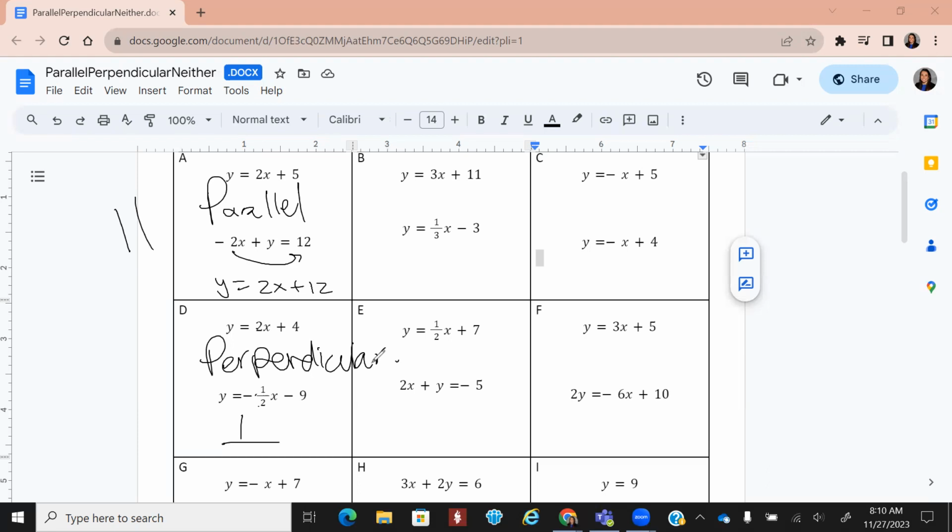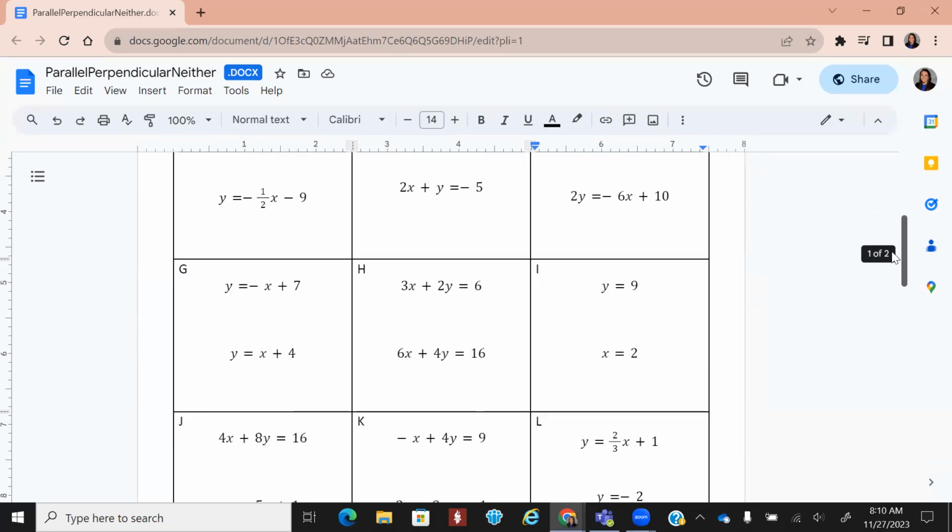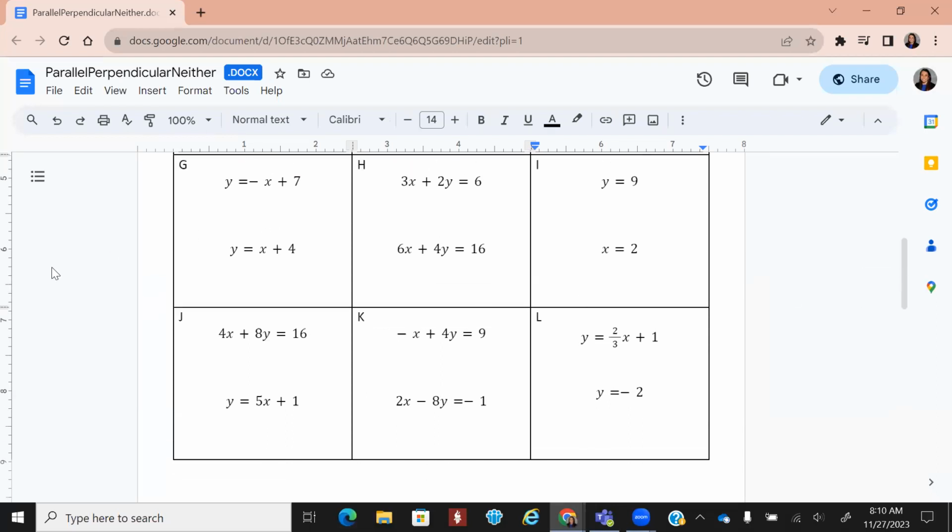Questions on those two? Okay. Let's go down. So the first one was parallel, the second one was perpendicular. On the next one, this one's a little tricky, but they are negative reciprocals of each other. So this is going to be perpendicular. If you're ever unsure, perpendicular creates a 90-degree angle. It'll look like an X on your paper. So if you wanted to graph them, you could, so that way you could see that they're perpendicular to each other.